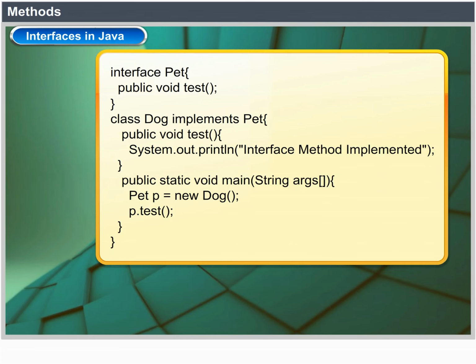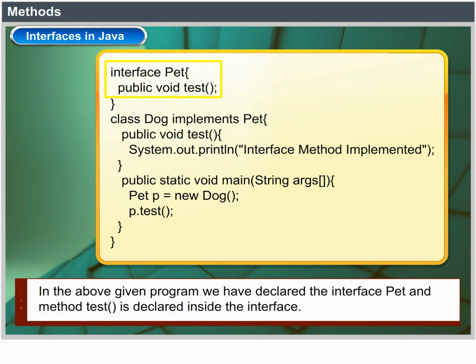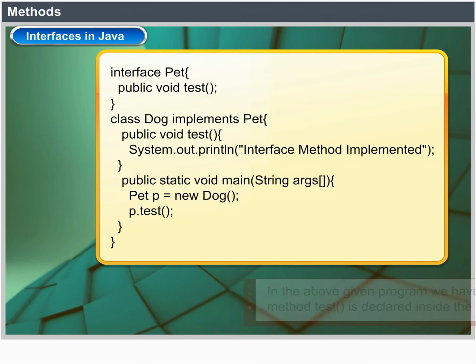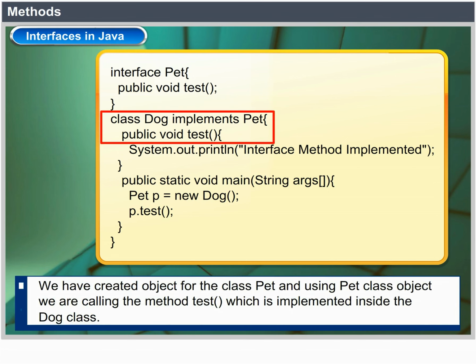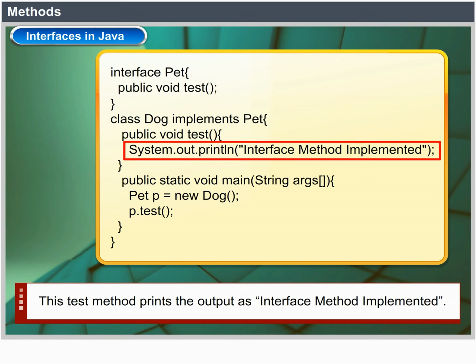}. In the above given program, we have declared the interface pet and the method test is declared inside the interface. The definition for the test method is defined in the class dog, that is the main class. We have created an object for the class pet and using the pet class object we are calling the method test, which is implemented inside the dog class. This test method prints output as interface method implemented.